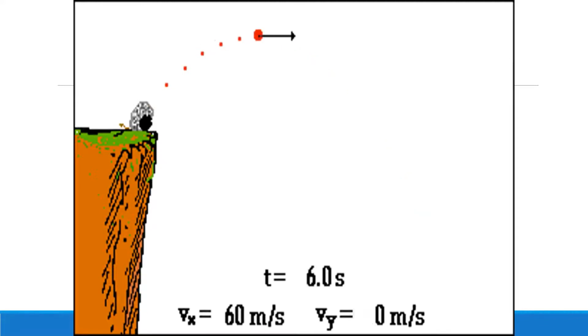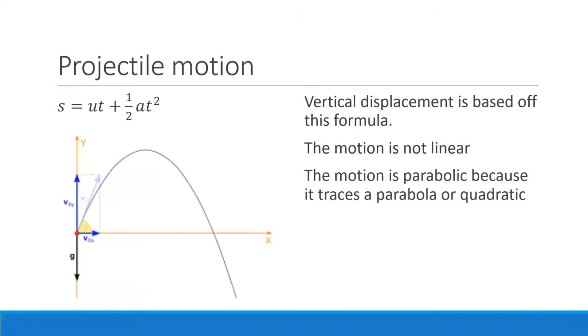So these are the basics of projectile motion. So far, all I've said is that the horizontal and vertical velocities are separate. Now, what formula do we tend to use with projectile motion? The formula we tend to use is usually this one here: s equals ut plus half at squared. The vertical displacement s is based off this formula.